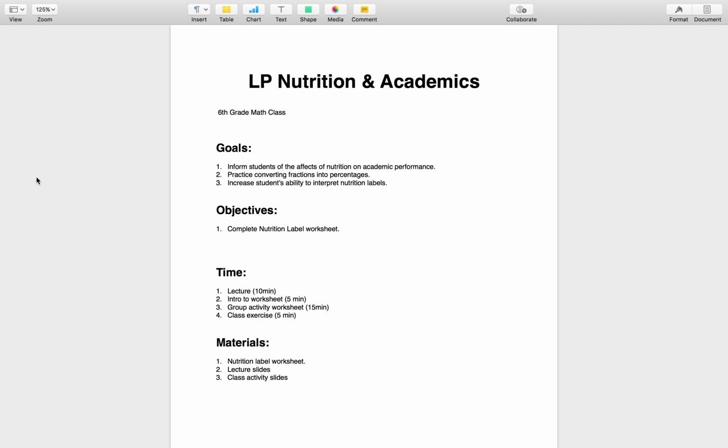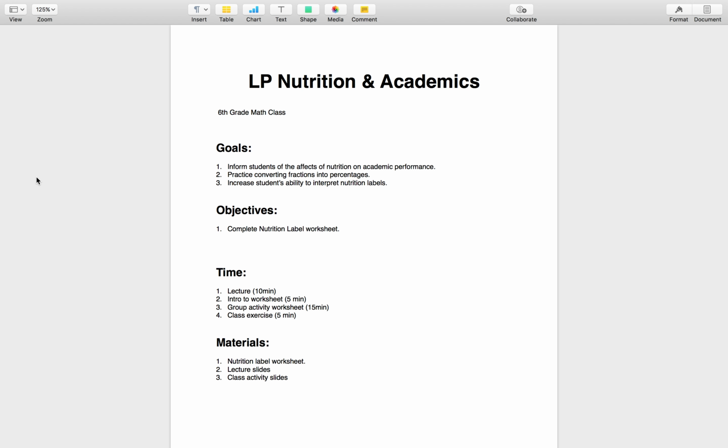But the goals are to inform students of the effects of nutrition on academic performance. And while I do that, I plan on having the students practice converting fractions into percentages, because it's such a big part of nutritional labels, and of course it's an important concept to understand. You know, what is a percentage? What does it mean? How do you determine a percentage? How does that relate to fractions?